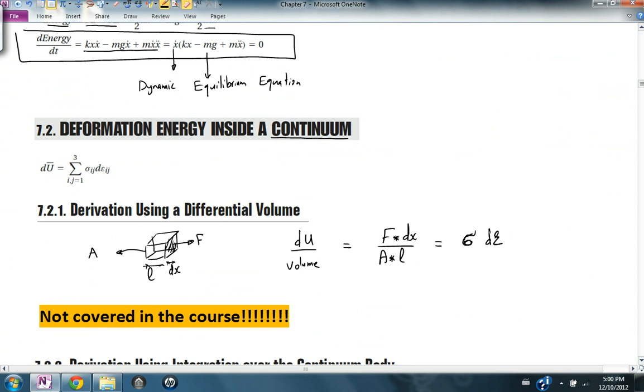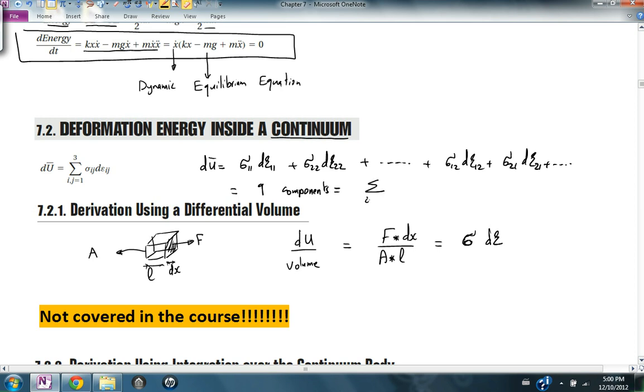So the energy per unit volume of a continuum is in fact equal to sigma 11 d epsilon 11 plus sigma 22 d epsilon 22, and so on, plus sigma 12 d epsilon 12 plus sigma 21 d epsilon 21, and so on, which is 9 components, obtained by the sum over i and j from 1 to 3 of sigma ij d epsilon ij.